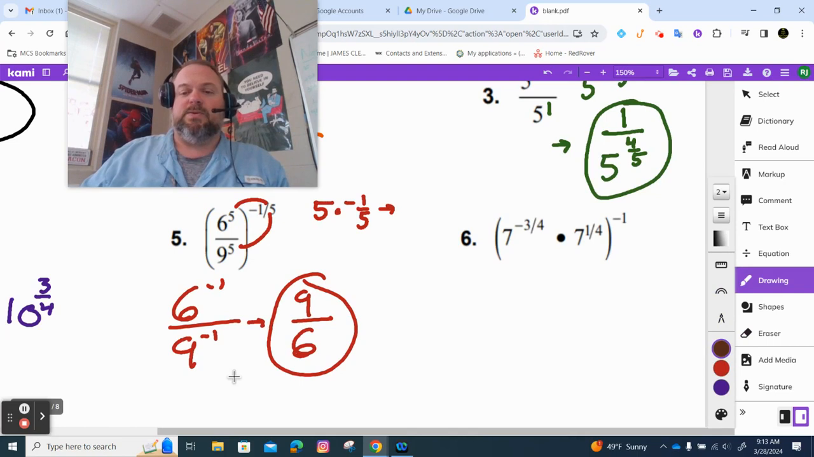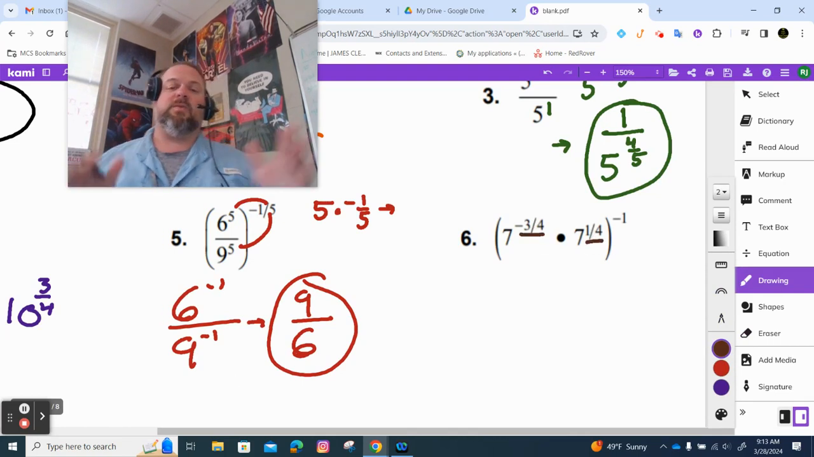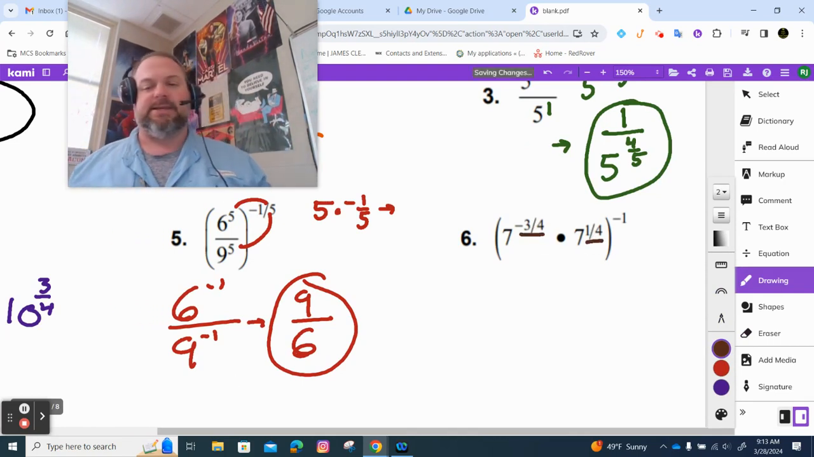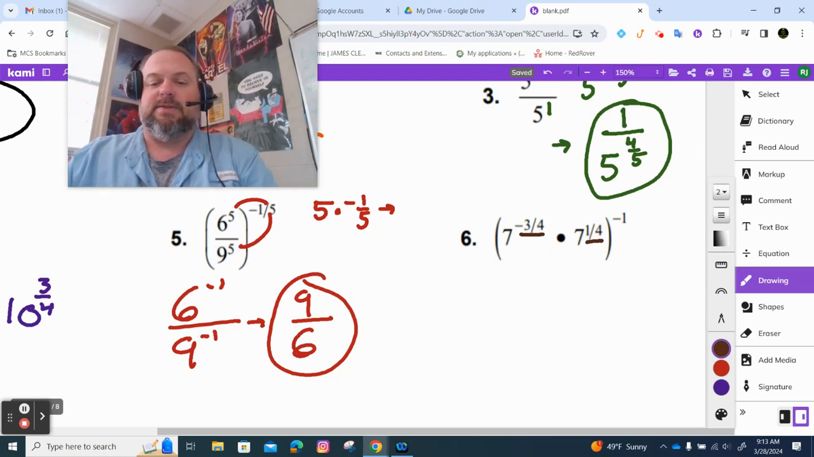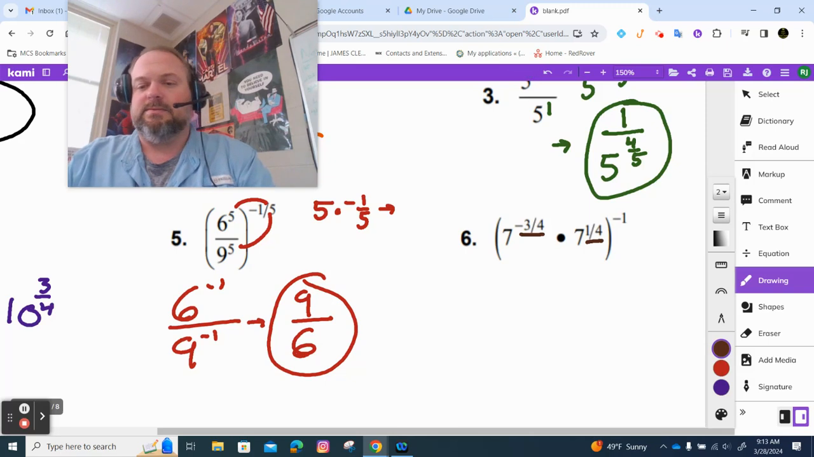All right, so here's the deal. We're actually adding these, even though that's a negative. So negative 3 over 4. Oh, I forgot to move that down.